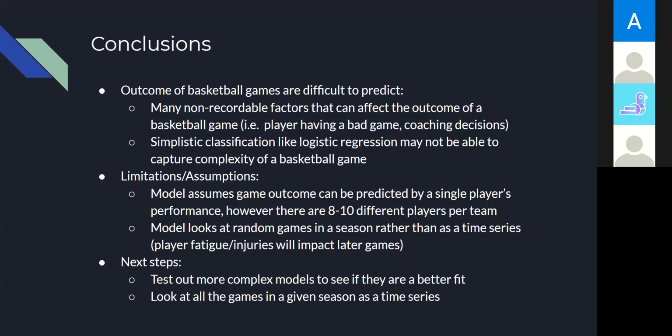Some limitations and assumptions our model has are that it assumes game outcome can be predicted by a single player's performance. However, there are 8 to 10 different players on a team and they're all playing together to win. The model looks at random games in a season rather than looking at them as a time series. So it does not take into account possible player fatigue or injuries that could affect performance.